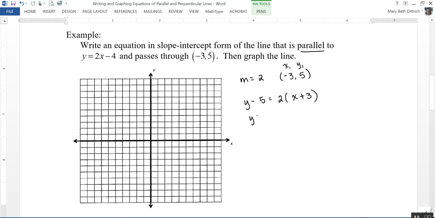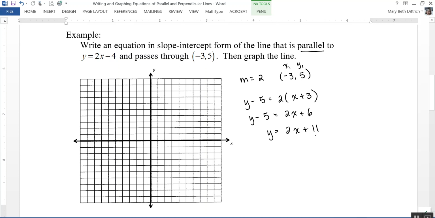It asked for the line in slope-intercept form, so let's go ahead and distribute and add 5 to both sides. So y equals 2x plus 11. So that's the equation of the line that is parallel to the given line, which was y equals 2x minus 4, but passes through the point negative 3, 5. You'll notice it has the same slope since they're parallel, but it has a different y-intercept.